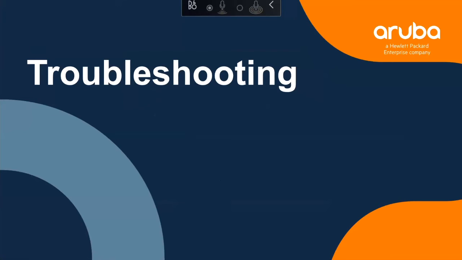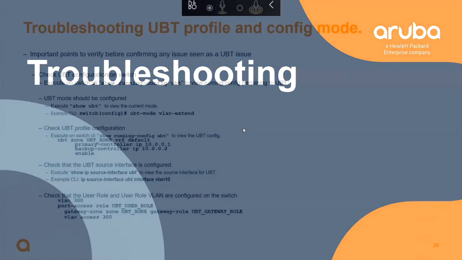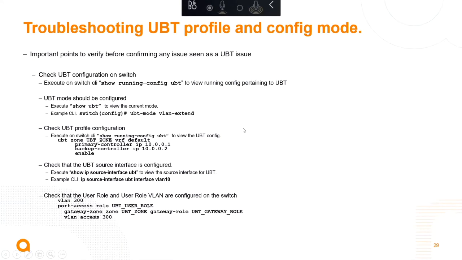Thank you. If UBT is not working as expected, we need to troubleshoot it, and I will be going over the troubleshooting steps. In case UBT is not working as expected, the reasons can be broadly classified into three. One is the switch is not registered on the gateway, second is users are not registered on the gateway, and third is we are seeing a traffic drop in the user traffic which is tunneled to the gateways.